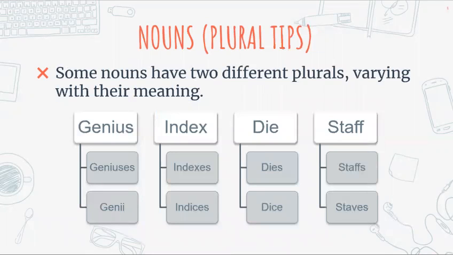Some nouns have two different plurals varying with their meaning. We know that geniuses are brilliant or smart people. Genii are magical spirits. Indexes are a list of contents. Indices are used in math. Dies are stamped for coins. Dice are used in games. Staffs are a body of officers or assistants. And staves are sticks, supports, or lines in music.